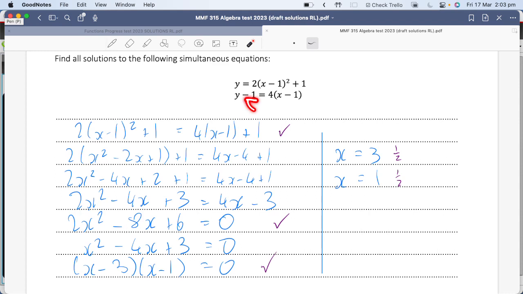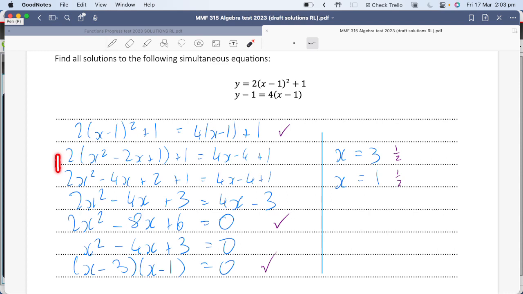If I take the -1 and add it to both sides, I get 4 times x minus 1 plus 1. There it is there. So now I'll have y equals 4 outside of x minus 1 plus 1 on this side. I've got y equals 2x minus 1 squared plus 1. And so now I can set them equal to each other. So that's effectively just a straightforward substitution method. So set them equal to each other. And you can see what I've done here.